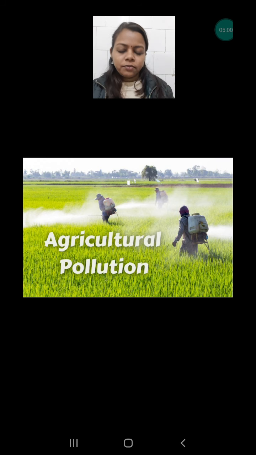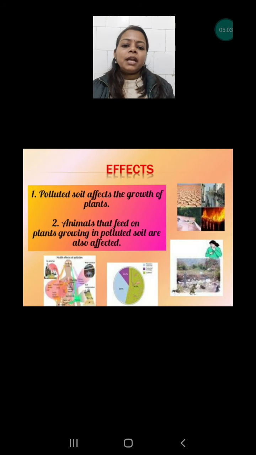So it is very, very dangerous. Okay, now what are the effects of this? The polluted soil affects the growth of the plant. If we are polluting the land, day by day the fertility of the land is reduced. Okay, the fertility of the soil will be reduced, then what will happen? The plant will not grow. If the plant will not grow, then it will definitely affect the life of the animals or human beings.